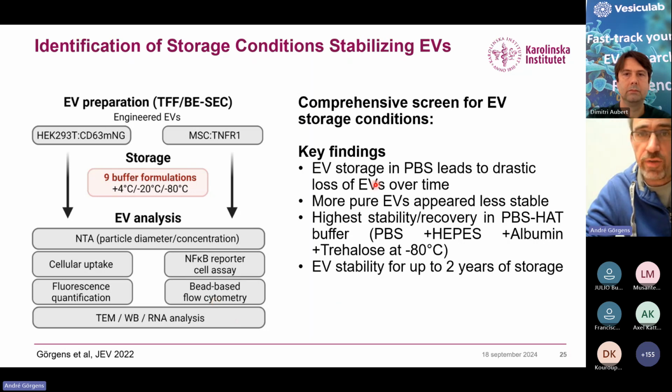I just want to cut this short to emphasize that stability is quite important. We saw quite a drastic loss of EVs stored in PBS as a control compared to some of the buffers, and the best buffer we could identify in this study was what we called PBS-HAT. Basically PBS with HEPES, albumin, and trehalose added, and minus 80 degrees was showing the best results.